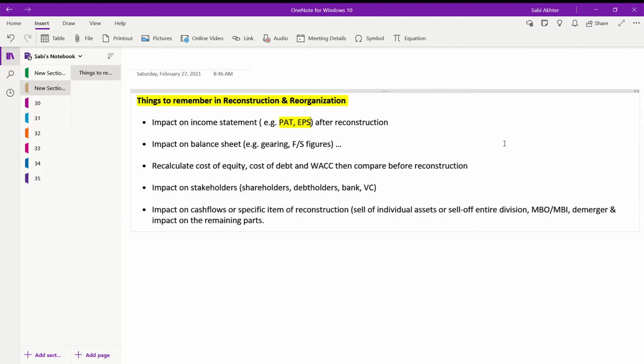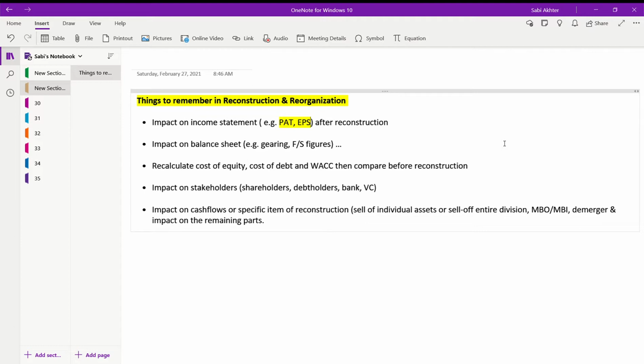Maybe your earnings improved. Why that improvement or why that decrease? You have to explain that also. Let's say EPS increased after reconstruction. So you have to say EPS increased after reconstruction. Why? It is possible because of two reasons. One is earnings, one is shares.